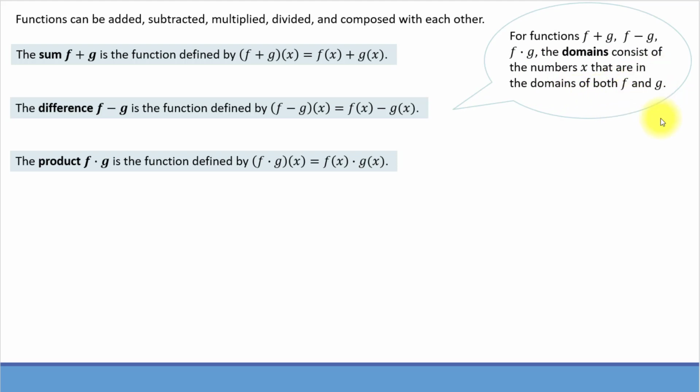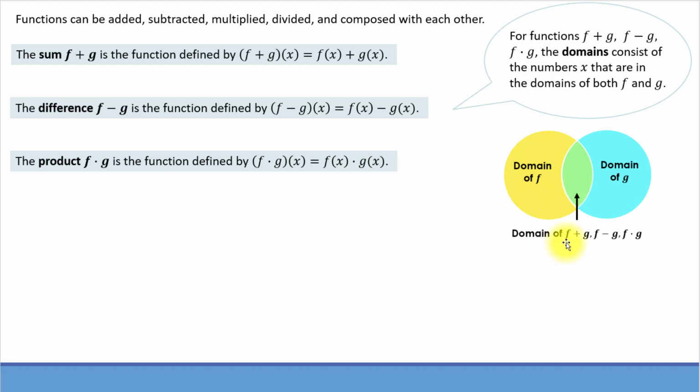Now, if that didn't sound too simple, let me illustrate this idea with a picture. If this yellow circle includes all values of x that are in the domain of f, all possible inputs for function f, and this blue circle includes all possible inputs of function g, in other words, domain of function g, then all those values that are in both domains, that's this overlap, are going to represent the domain of functions f plus g, f minus g, and f times g.